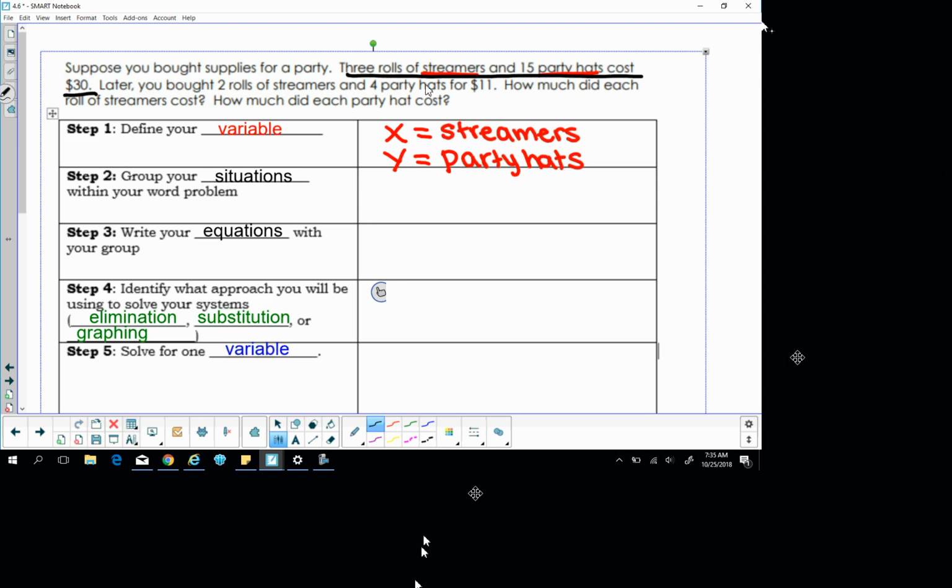And so how I do that, I know 3 rolls. So group your situations. I know 3 rolls of streamers, right? 3x plus my 15 party hats, and we defined y as party hats, cost $30. So if it's 2 totally different situations that happen at 2 different times, right? So they got this was how much they paid. Then later he buys 2 rolls of streamers, and I know it's 2x, and 4 party hats for $11.